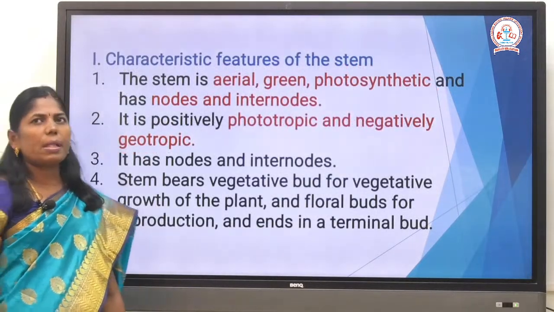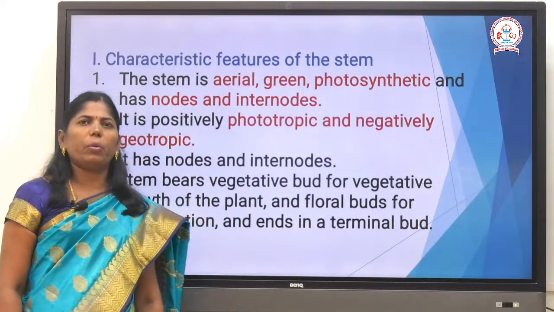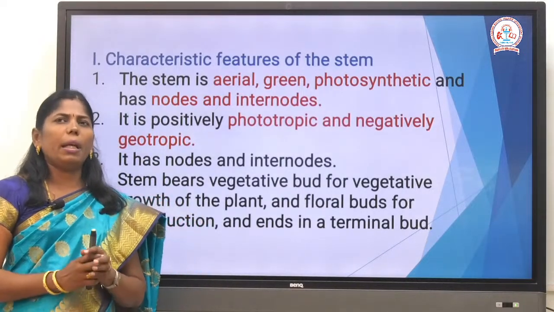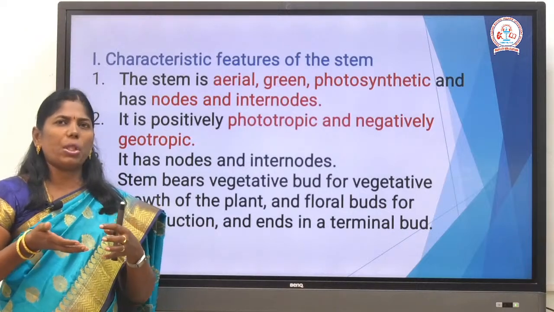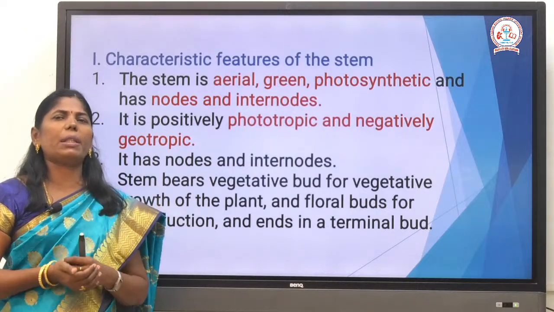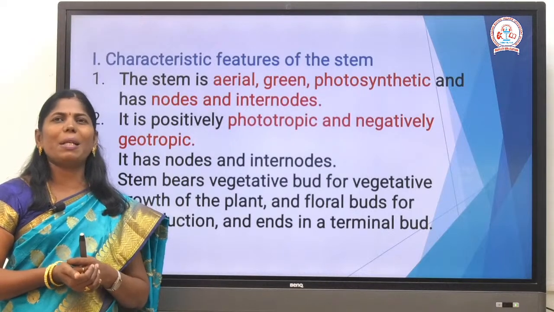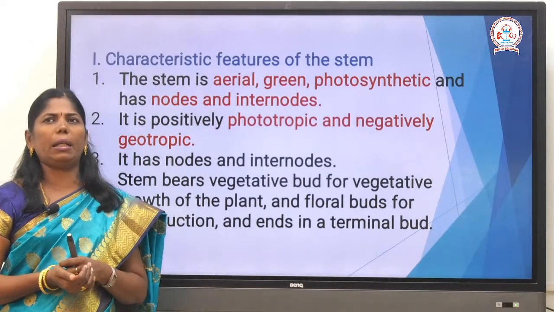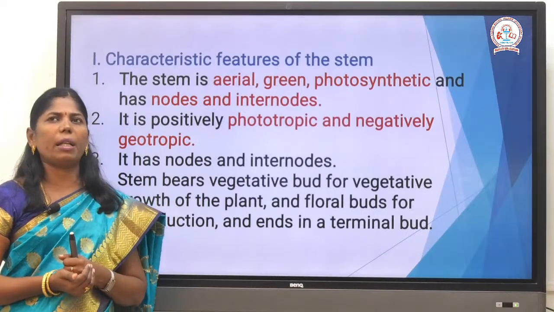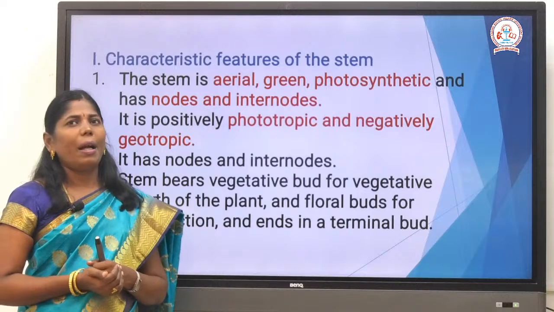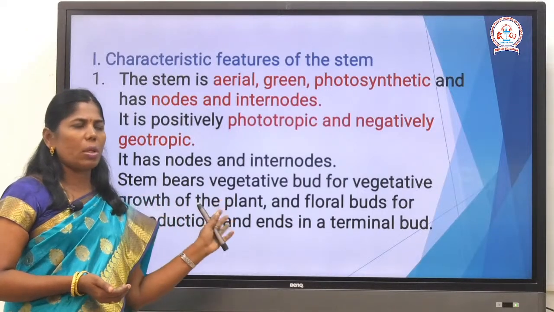Next we have to see the characteristic features of the stem, okay. So the stem is aerial. What is the meaning of aerial? Aerial means just above the ground level. Whichever organs are above the ground level are considered aerial. The stem is aerial, green in color, okay. And photosynthetic, because of the presence of chlorophyll it carries out photosynthesis, and it has nodes and internodes, which we already studied.